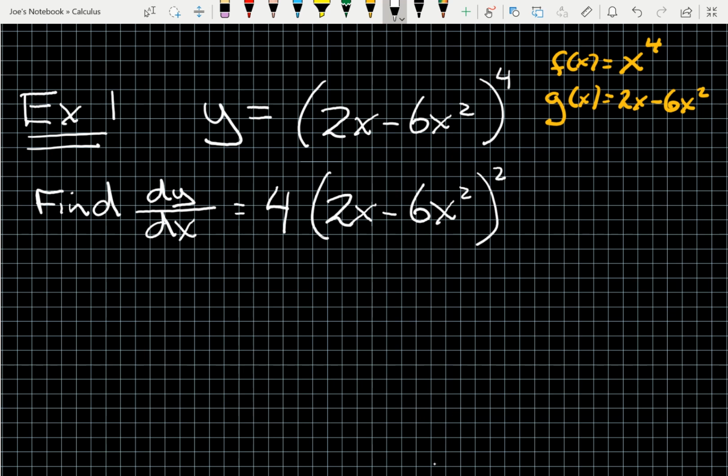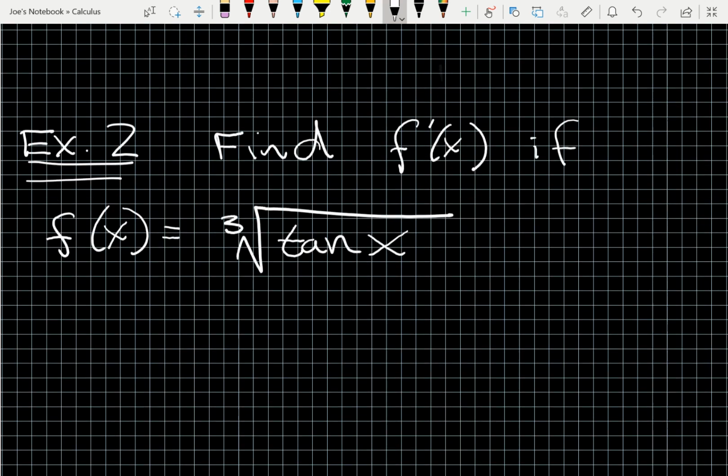So that was the derivative of the outside, leaving the inside alone. Now I have to multiply by the derivative of the inside. So the derivative of the inside is just as it looks. The derivative of that is going to be 2 minus 12x. And for now, we'll call that done. Derivative of the outside, leave the inside alone, times derivative of the inside. Let's do a different example.